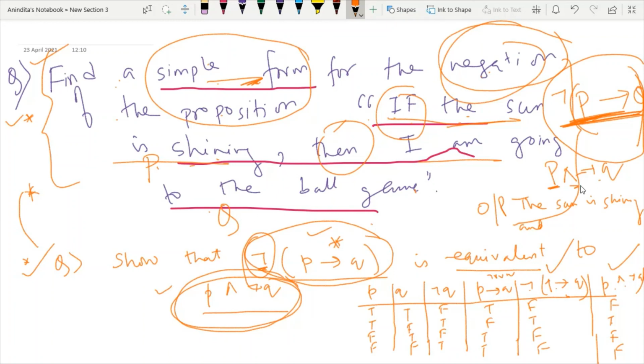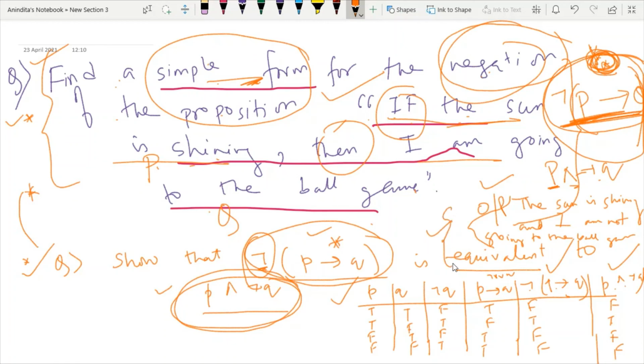Not Q means I am not going to the ball game. So, whenever a simple expression like this is fed into the machine, your machine will give the output something like this. How machine is deriving? Machine is trying to find out the equivalent expression of this given statement by using truth table so that it could infer the simpler form.